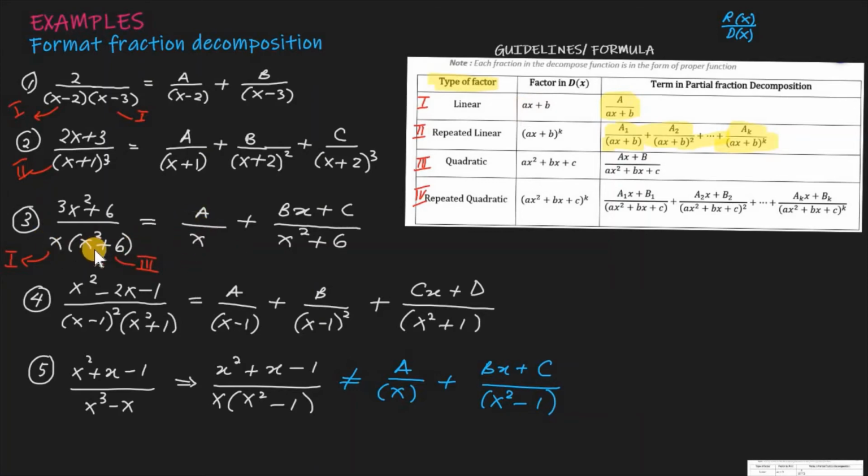As for the quadratic, for us to decompose, notice that the numerator is of the form ax plus b. So it has an x there. It's not a single b. It's a bx plus c. I call it A, B, C for the constants. Bx plus c over the irreducible quadratic factor.